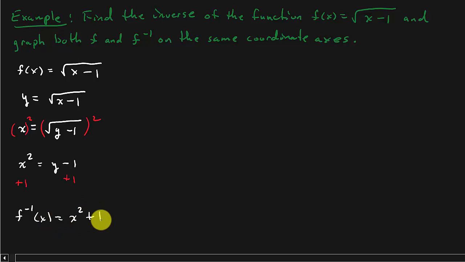Now, this is just like the problem we worked before. This is not 1-to-1, so I have to restrict this. What's the domain of this? It's the range of the function, right? So with square root, the only values that I'm going to get out for square root is 0 to infinity. That's the range of this function. So this is for x greater than or equal to 0. Okay. Now, they want us to graph this thing.